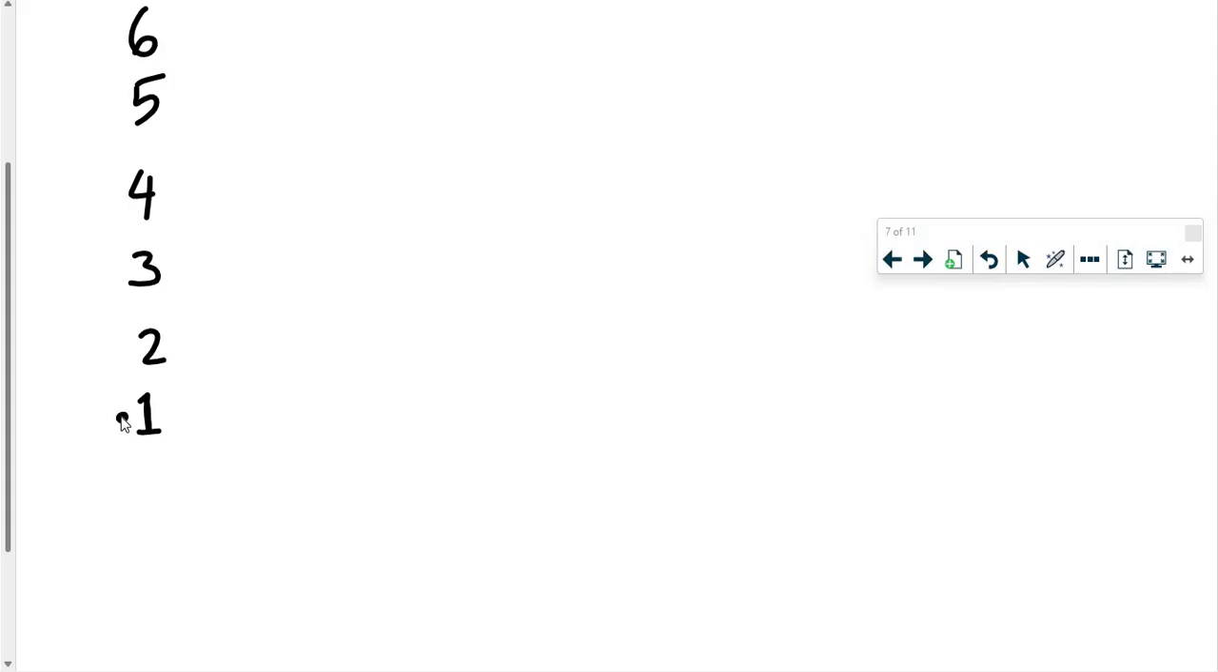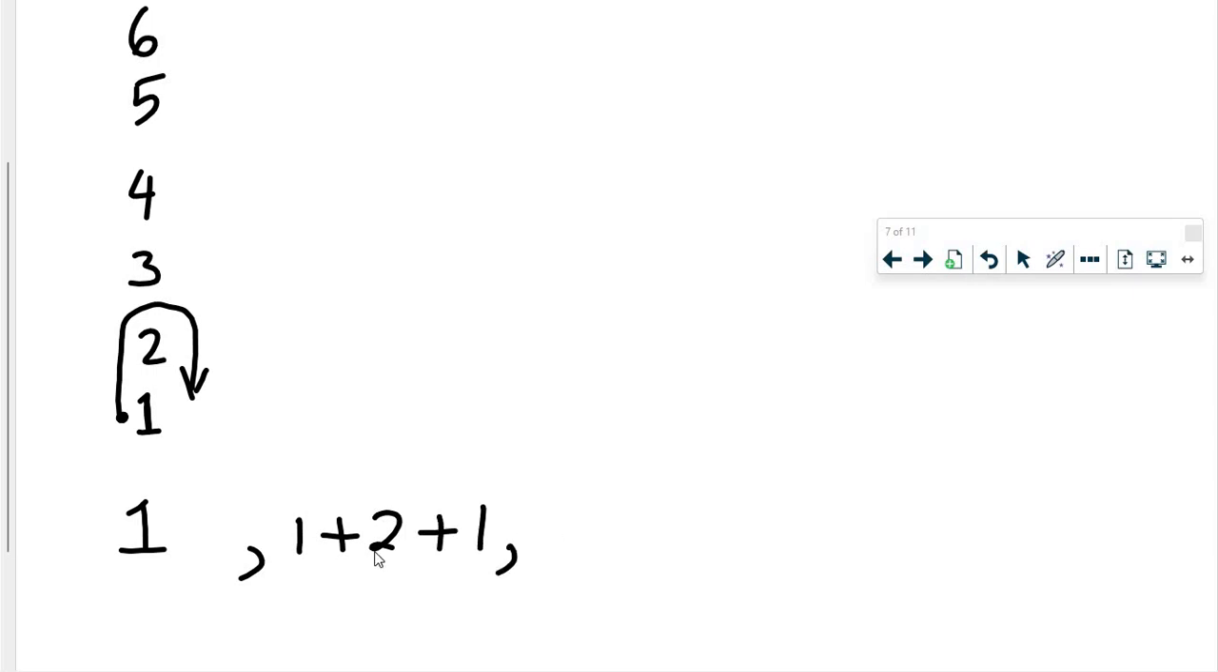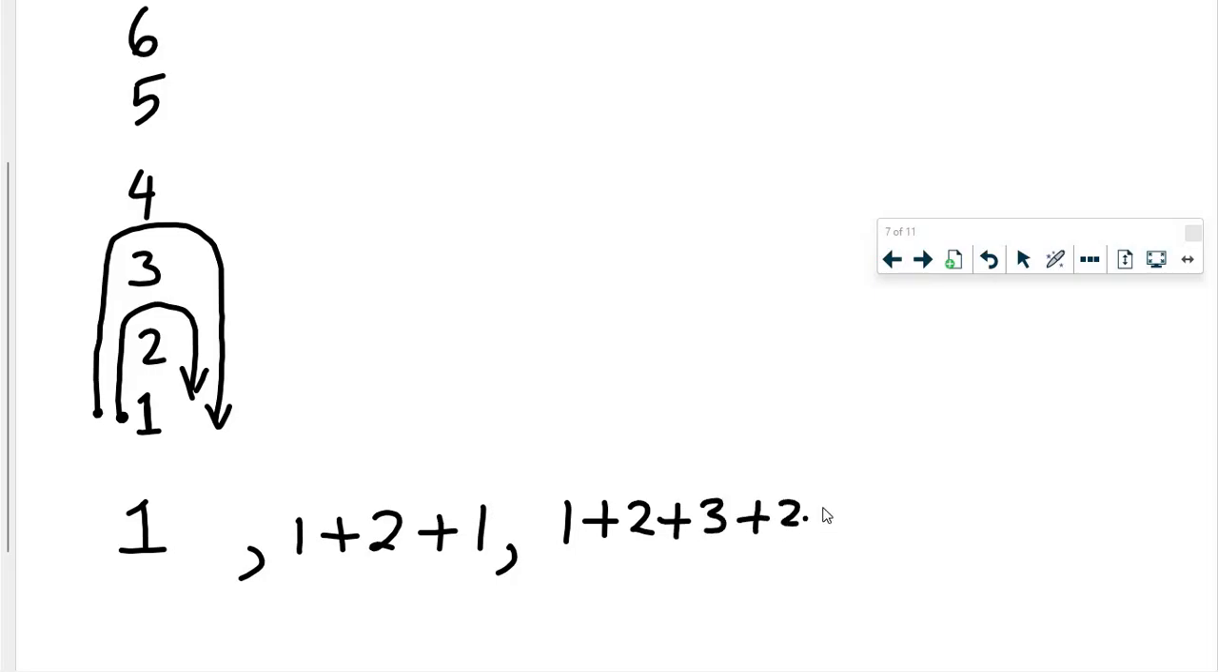Starting with 1, you're going to have 1, put a comma. To get the next number, do 1 plus 2, reverse, plus 1. To get the next number, again, you have 1 plus 2 plus 3, reverse, plus 2, plus 1.